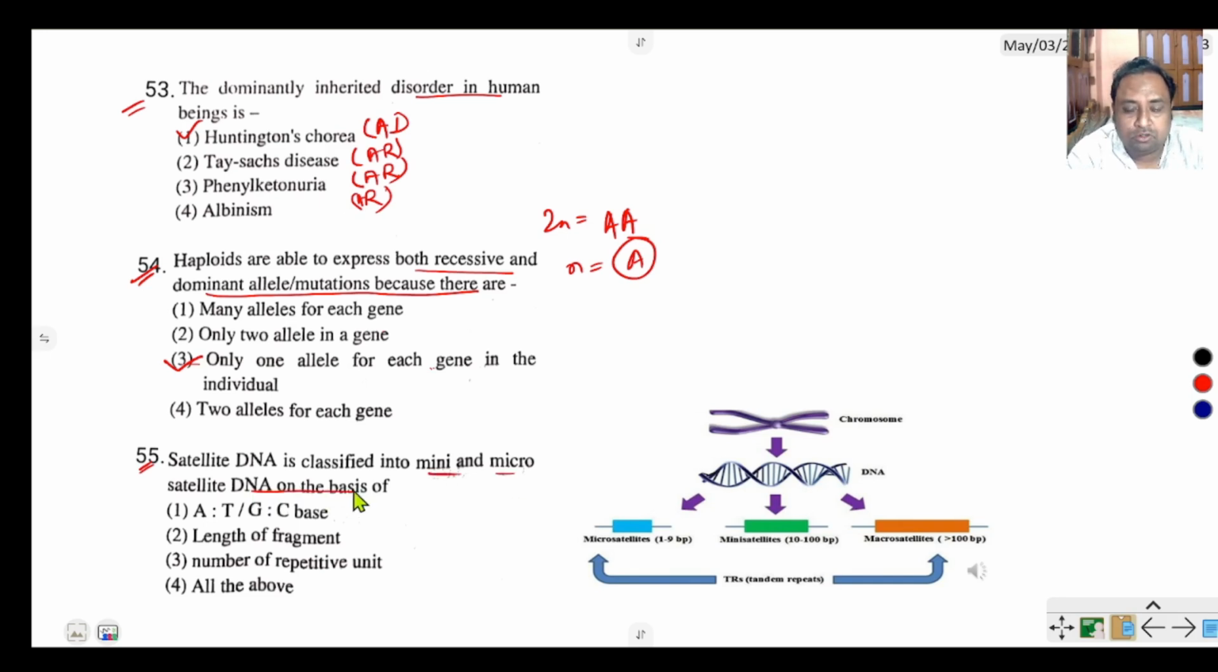Question 55 says: satellite DNA is classified into mini and micro. Satellite DNA is classified mainly on the basis of the number of base pairs, the size or length of the fragment. Suppose micro satellite is made by 1 to 9 base pairs, mini satellite 10 to 100 base pairs, and macro satellite more than 100 base pairs. So satellite DNA may be classified on the basis of length of the fragment, but also number of repetitive units and ATGC base. All of them are correct, but the most correct option is length of the fragment.